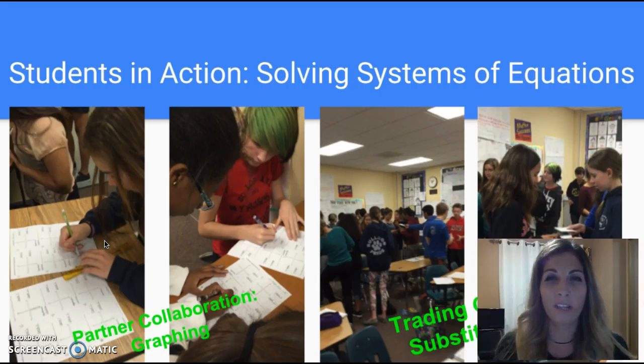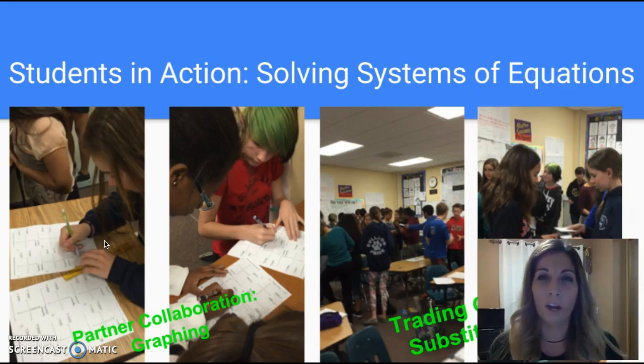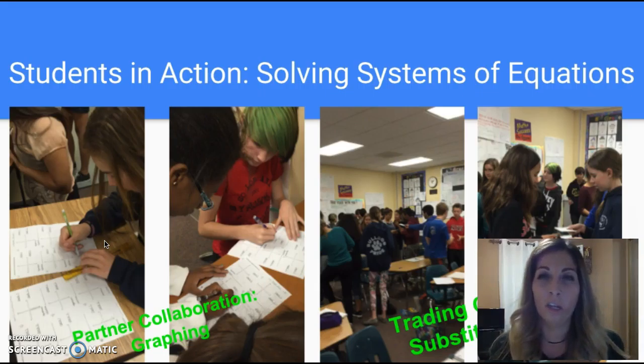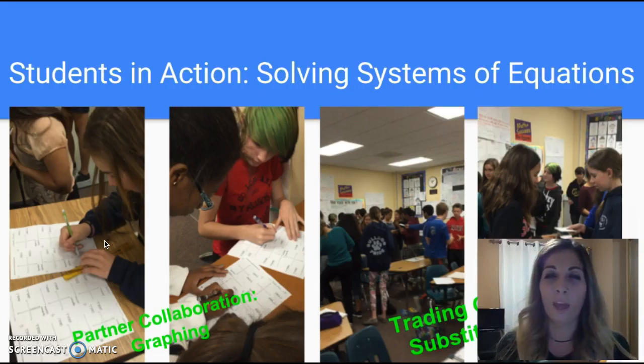Here on the left-hand side are students participating in the scavenger hunt activity where they were to take their recording sheet with a partner and walk around the room trying to solve systems by graphing. Here on the right-hand side, students are participating in the trading cards activity where they were solving equations on cards that asked them to use substitution.